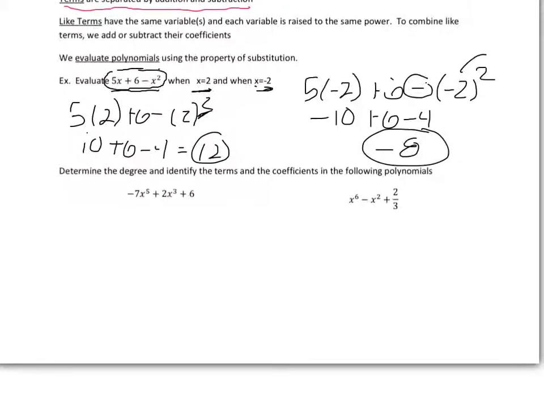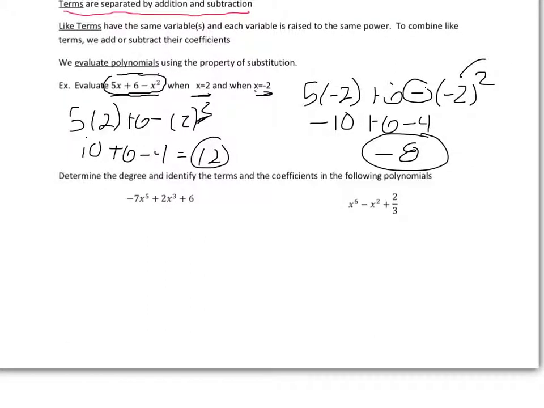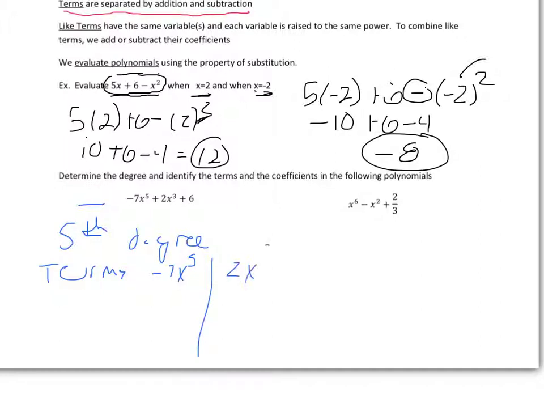Okay, so now with this last one, we're just doing a couple different things. We're determining the degree, identifying the terms, and the coefficients. So this right here, the highest power of any of the exponents is 5, so this is a 5th degree polynomial. Now, the terms are negative 7x to the 5th, 2x to the third, and a 6. Okay, those are the terms. The coefficient of negative 7x to the fifth is negative 7. The coefficient of 2x cubed is 2. In this last term, the coefficient is the actual term because it's a 0th degree term.